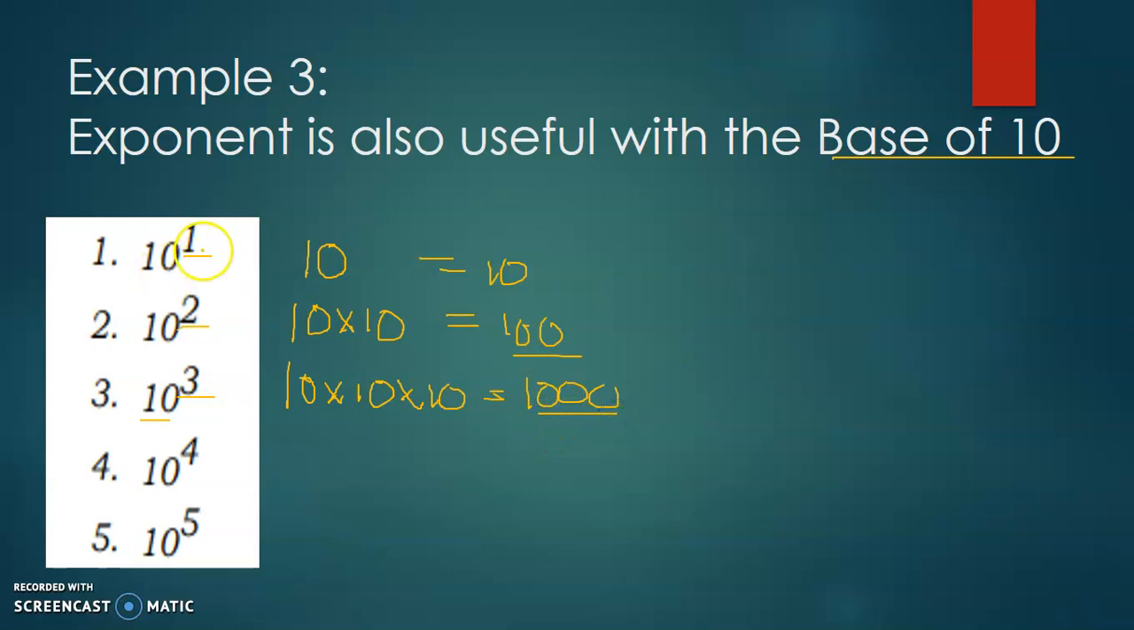So, 10 to the power of 1, isang 0 lang. 10 to the power of 2, exponent is 2, dalawang 0. 10 to the power of 3, exponent is 3, tatlong 0. So, ibig sabihin, 10 to the power of 4 is just 1, 2, 3, 4 zeros. 10 to the power of 5 is just 1, and then 1, 2, 3, 4, 5 zeros. So, ganun lang kadali kapag base of 10 tayo.